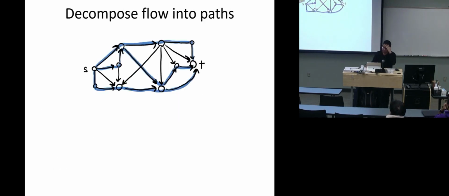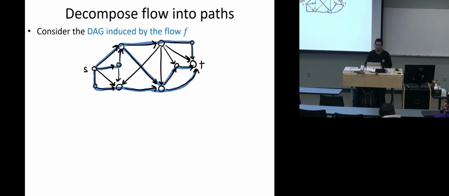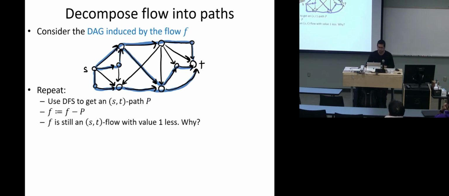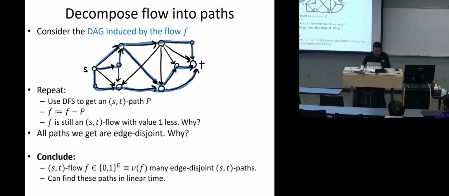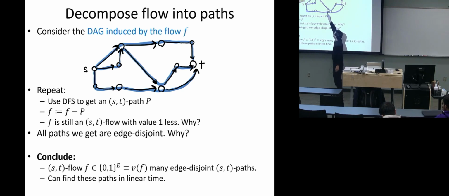So let's see how you can decompose a flow into paths. Imagine that someone gives you an S-T flow like this. There's no path given to you. It's just a bunch of flow. Like this is an edge with flow on it, this is no flow on it. Okay. Now, let's consider just the graph induced by this flow. That is, let's forget about the edges that the flow doesn't use. Okay.